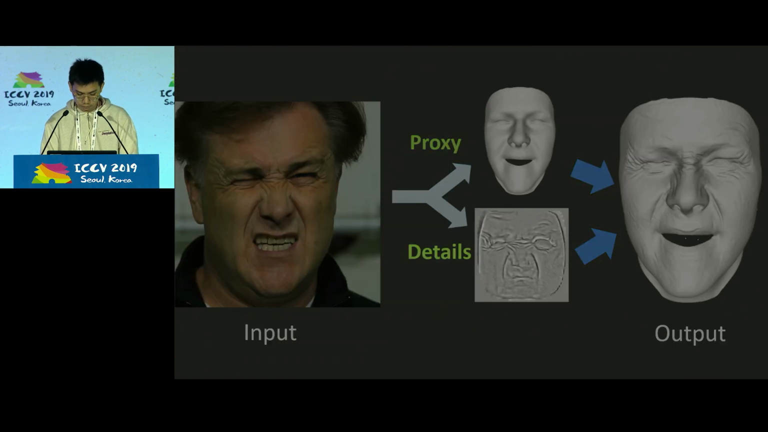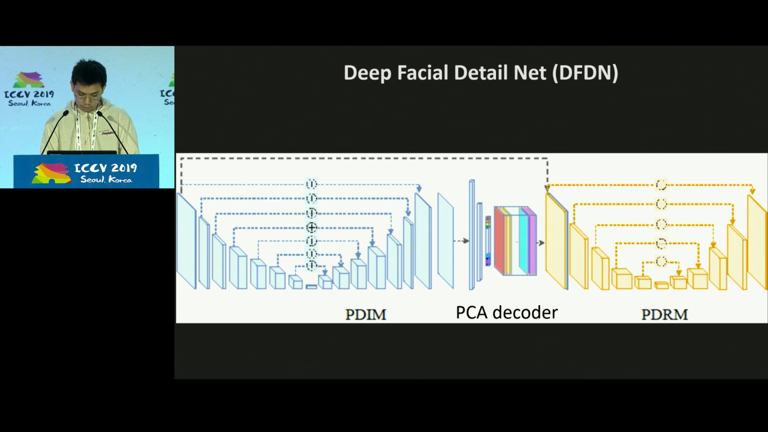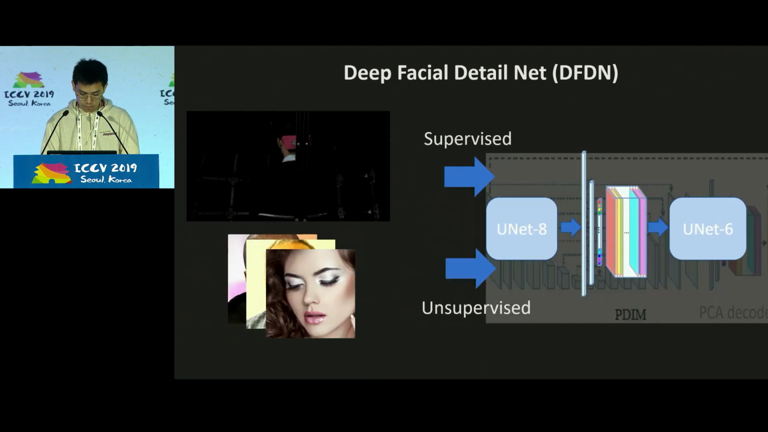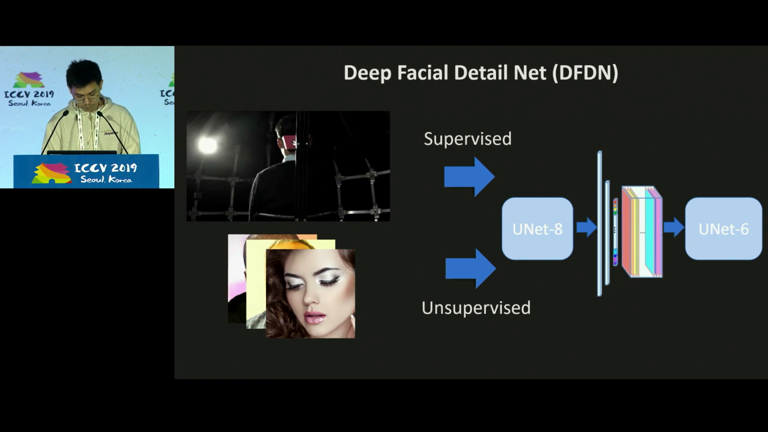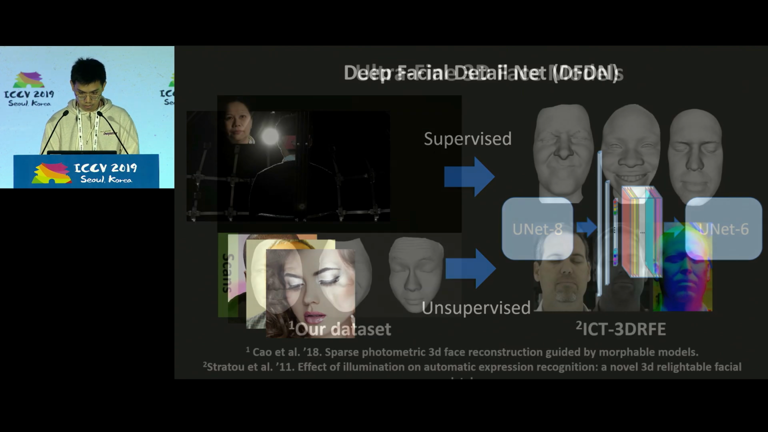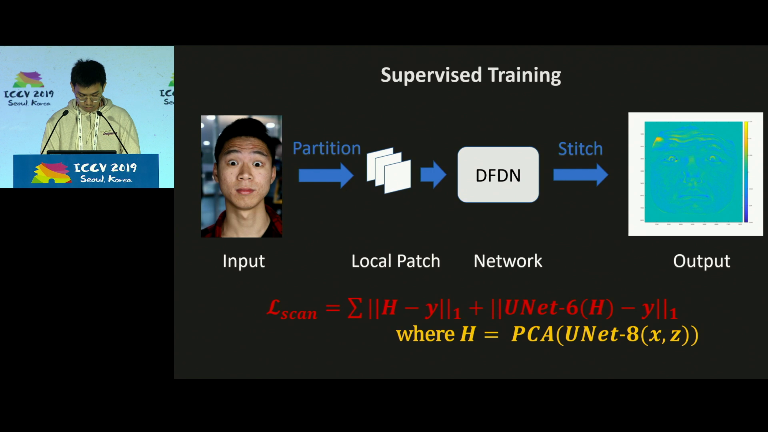With the 3D base phase, we set out to synthesize geometry details. We construct a new deep facial details net with two main stochastic modules, the partial detail inference module and the partial detail refinement module. For training, we combine supervised and unsupervised learning techniques. To obtain the geometry loss for measuring displacement map quality, we capture 366 high-quality 3D scans from 122 different subjects, and also augment the training data from the ICT dataset.